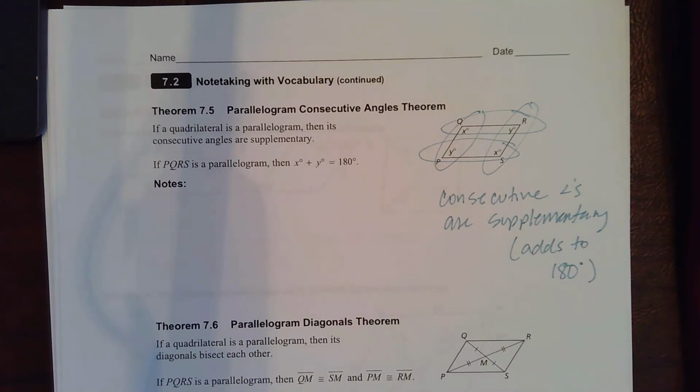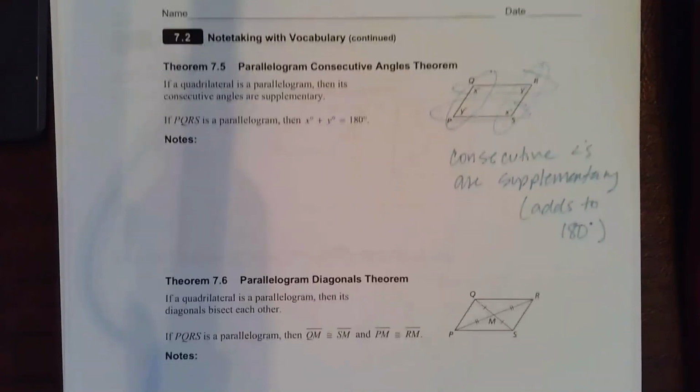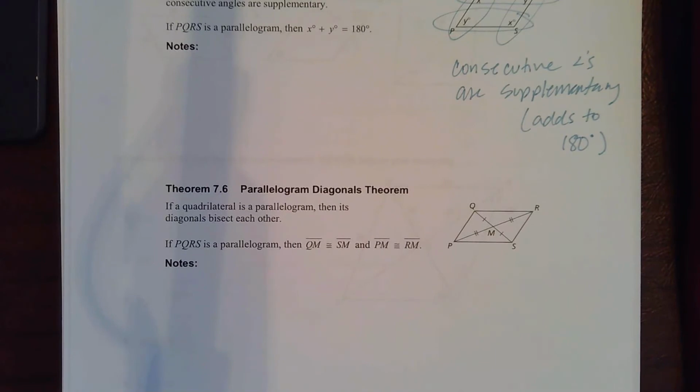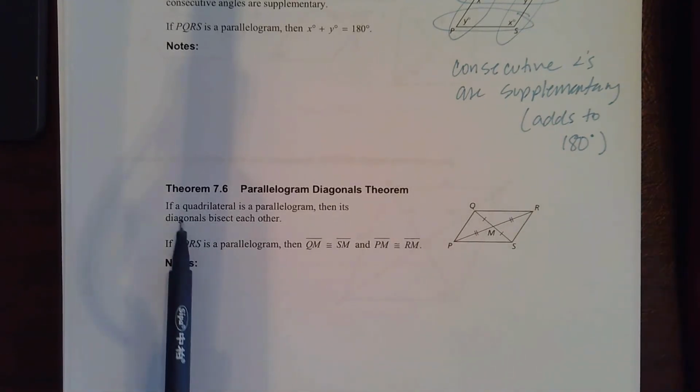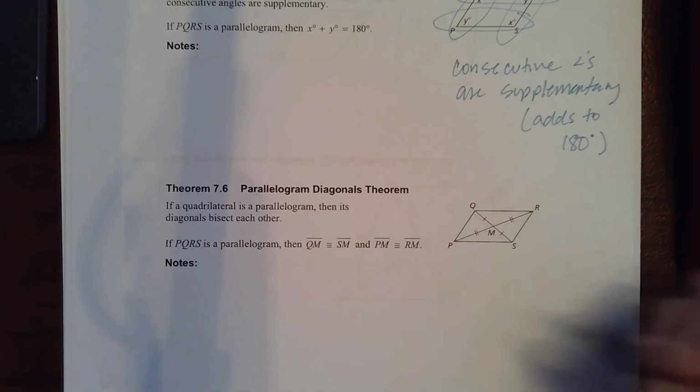Again, if this was going to be used in a proof and you're stating that consecutive angles are supplementary, this is because of this particular theorem. One of the last properties that we're going to talk about is the diagonals theorem. In this theorem, it says if a quadrilateral is a parallelogram, then its diagonals bisect each other. What's important here is that you understand that the segments are being bisected.